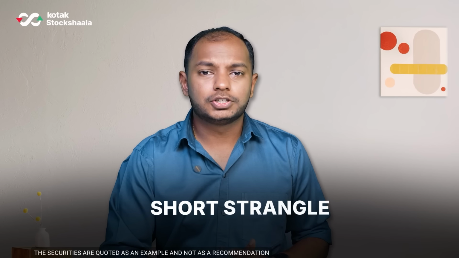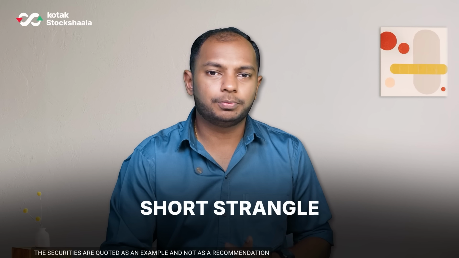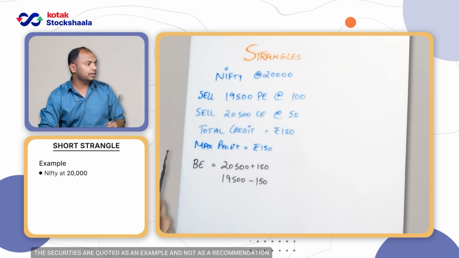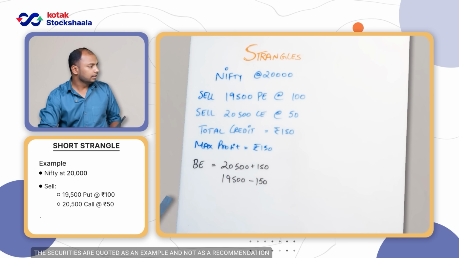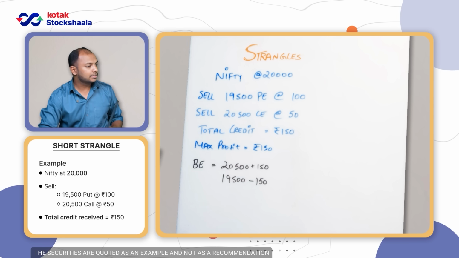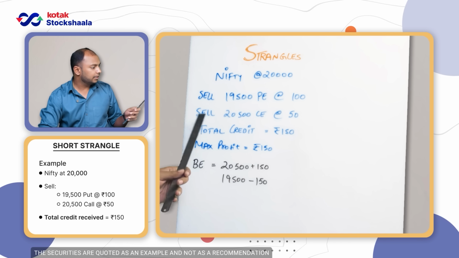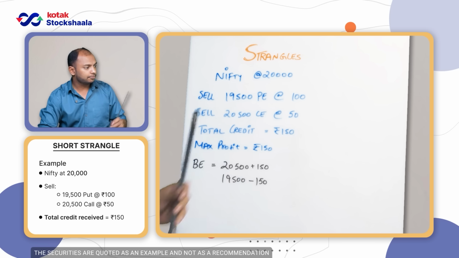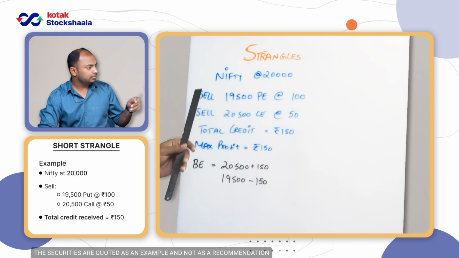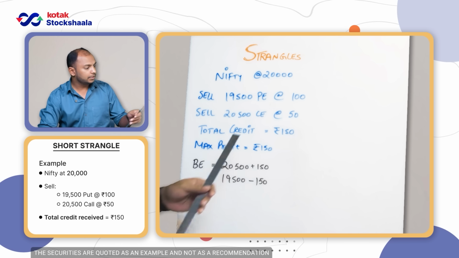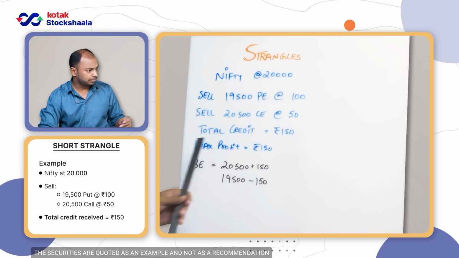Now let's explore the short strangle, which is the exact opposite of a long strangle. So in this example, Nifty is again at 20,000 for ease of understanding, and we have sold a 19,500 put option by receiving a premium of rupees 100, and we are selling a 20,500 call option at rupees 50. So since we are selling both of them, we have received a total credit of rupees 150, which also becomes our maximum profit.